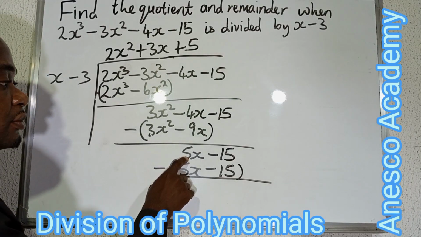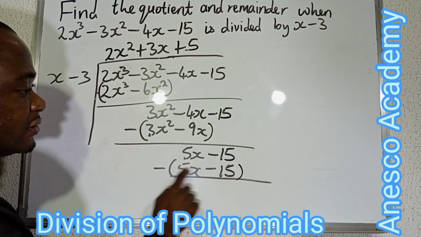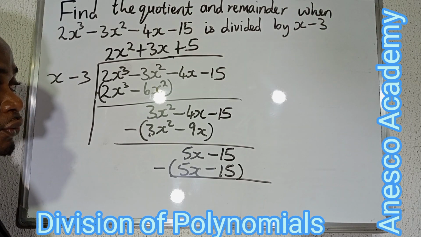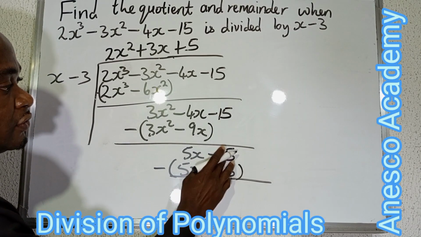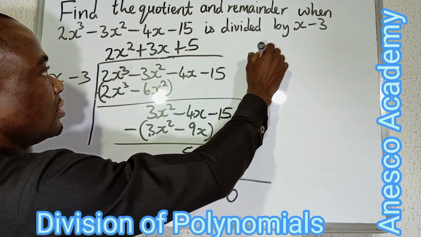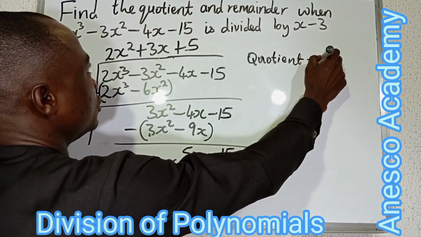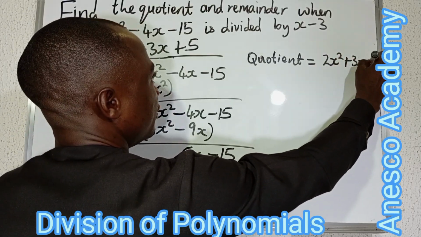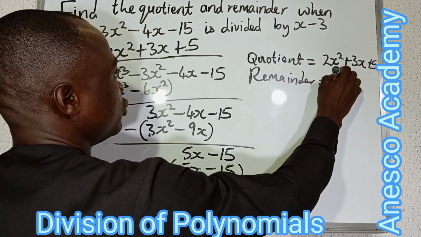So this will now be 5x minus 5x, 0. Minus 15, minus times minus will give you plus. So minus 15 plus 15, the remainder is 0. So the answer, the quotient, is equal to 2x raised to the power 2 plus 3x plus 5. The remainder is equal to 0.